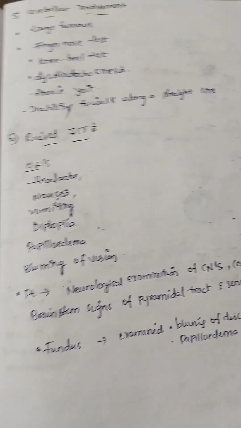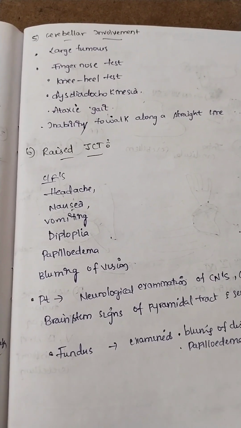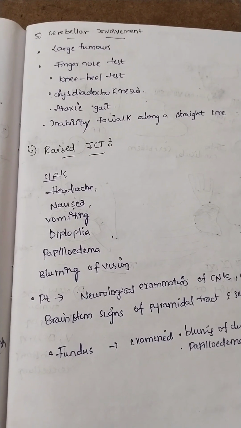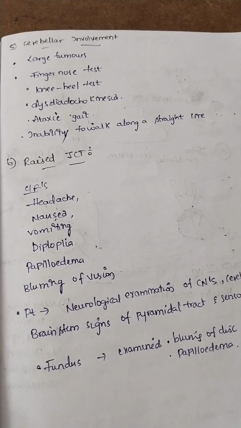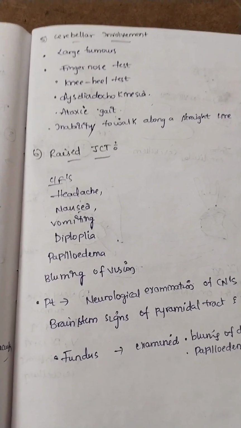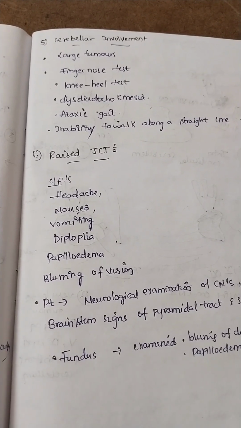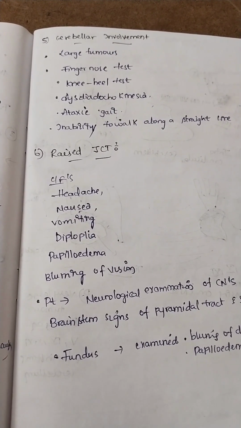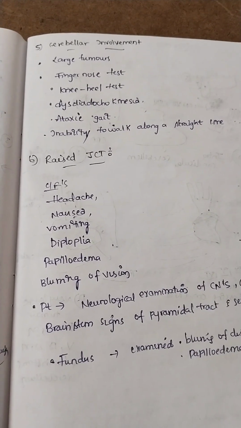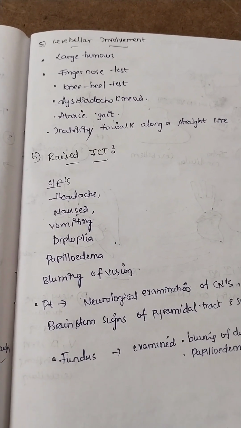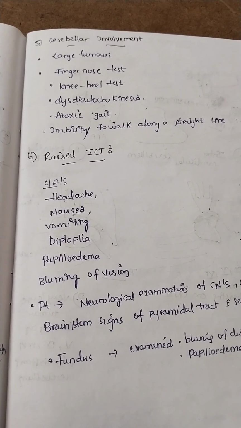So coming to the cerebellum: when will it be involved? If the tumor is very large, greater than 4 centimeters, then you will see cerebellar involvement, around 4 to 7 centimeters. How will you know there is cerebellar involvement? The cerebellum is important for balance. So we'll ask the patient to touch the nose. From finger to nose, the patient can't touch the nose exactly, and the finger will be shivering.